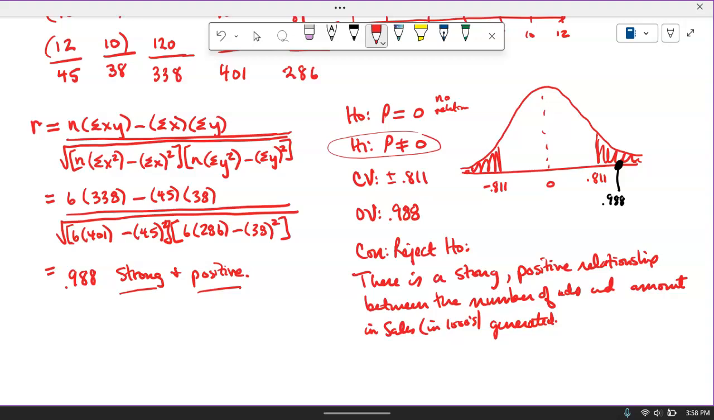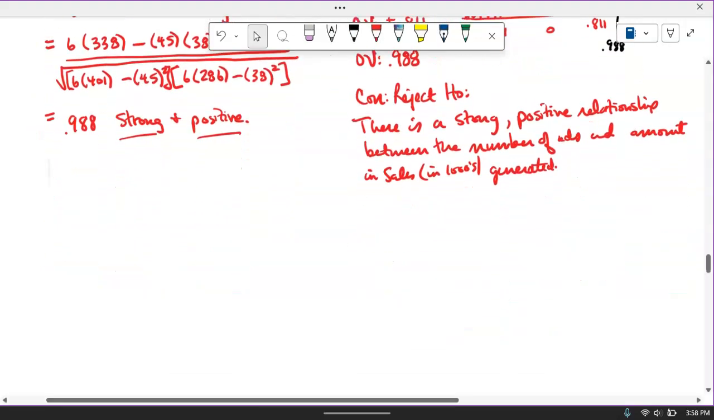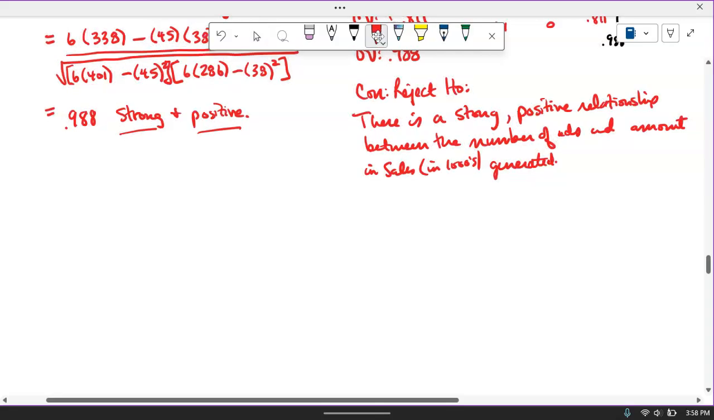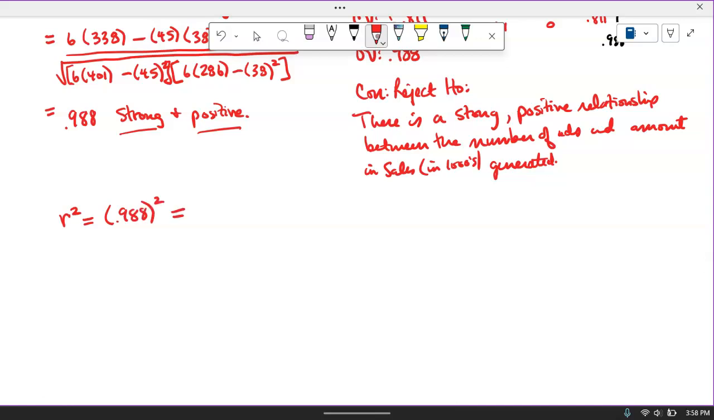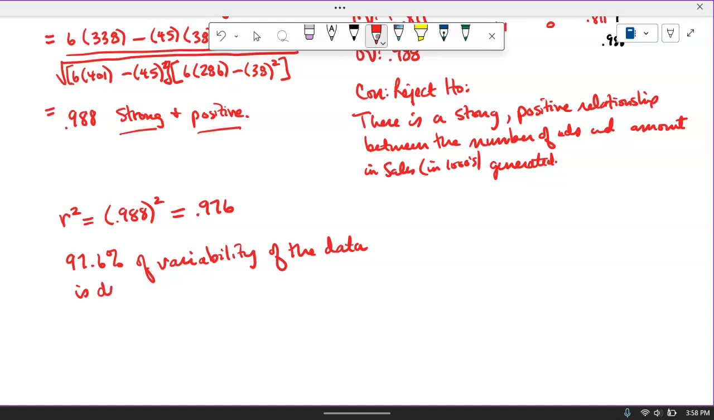All right. And real quick, on letter C, they do want us to compute the coefficient of determination and give an interpretation. So let's do that. The coefficient of determination is R squared. So we're going to take the 0.988 that we got, squared, which is 0.976. And the way you interpret that means that 97.6% of the variability of the data in this study is due to the number of ads.